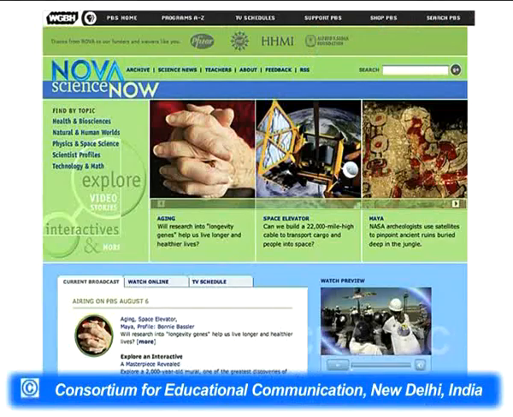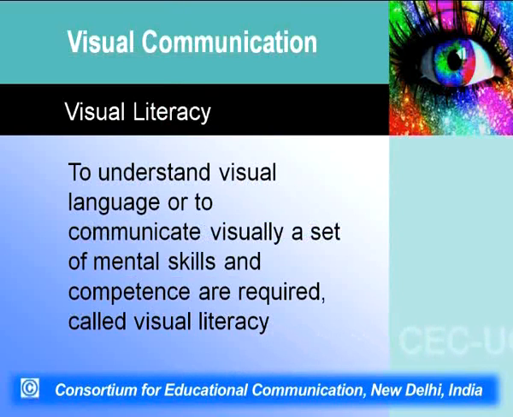Here I am showing new generation media like film, television, internet. These help us understand visuals much more effectively. Now coming back to visual literacy. What do you mean by visual literacy? You should understand a visual language or communicate visually. That requires a mental skill. You will have to develop mental skills, as you have acquired the mental skill of reading books, the content of publications, the content of newspapers. The same is the case with visuals also.